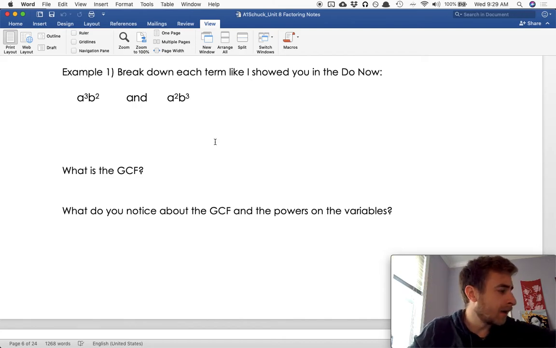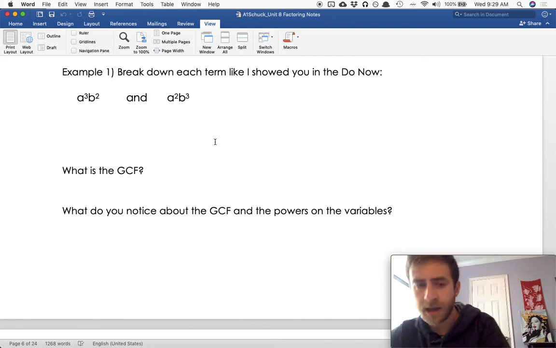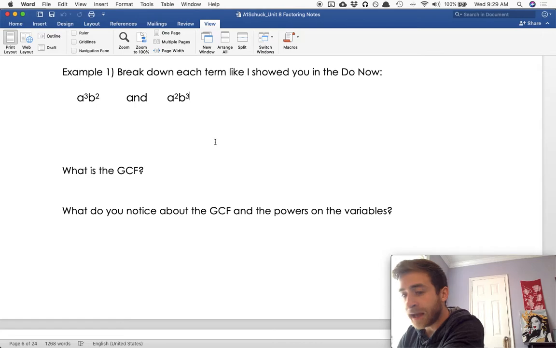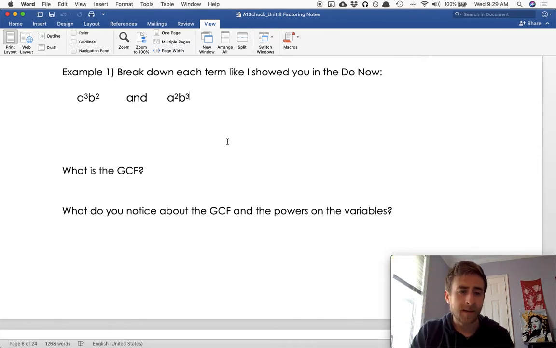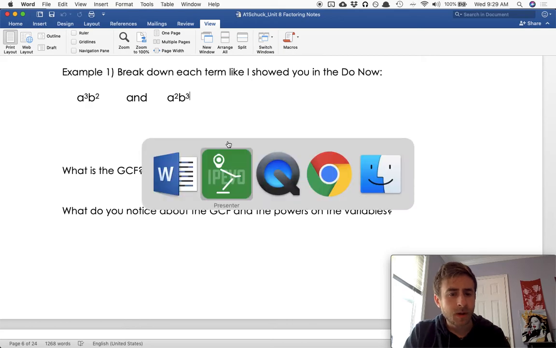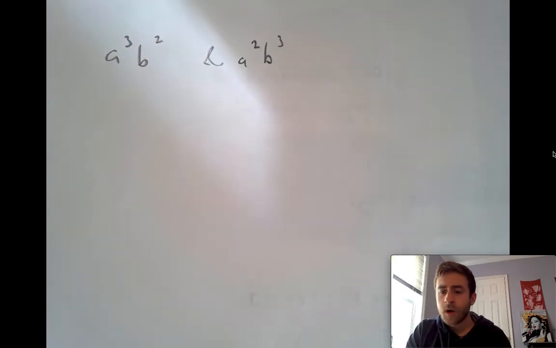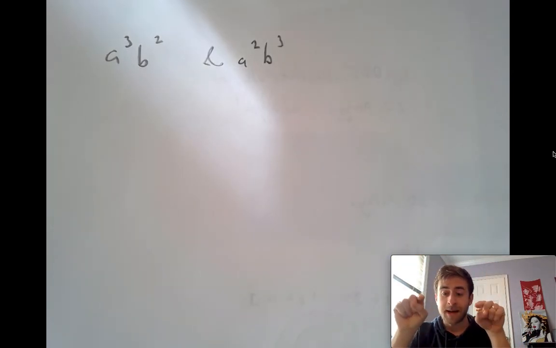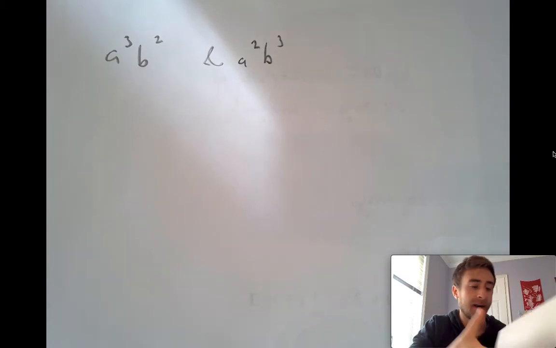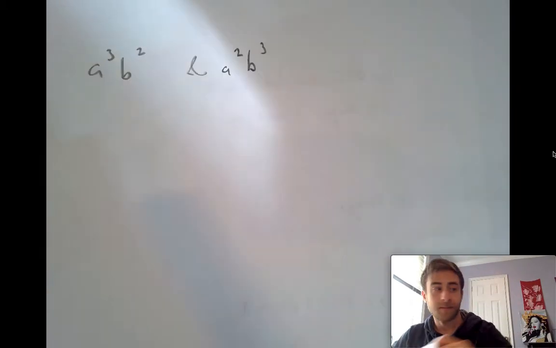And I'm going to get another piece of paper up over here, and we're going to look at a cubed, b squared, and a squared, b cubed. Okay. So here we are. When you're finding the GCF with numbers, you have to list out all the factors. You're looking for the biggest number that matches in both of those lists, right? Like we had from the do now.